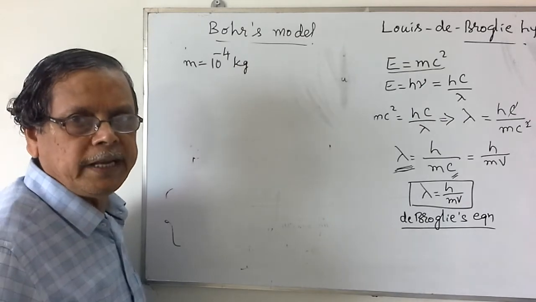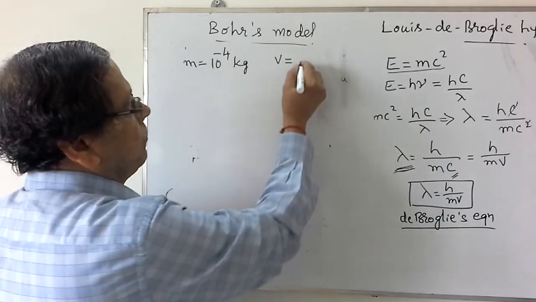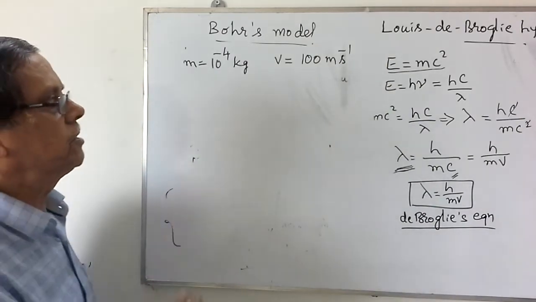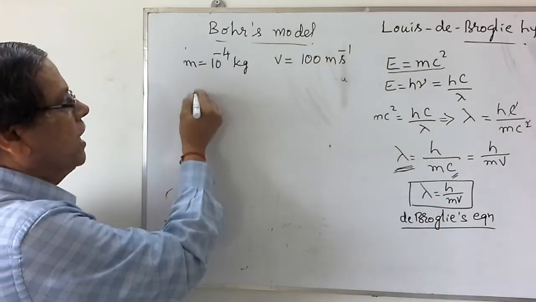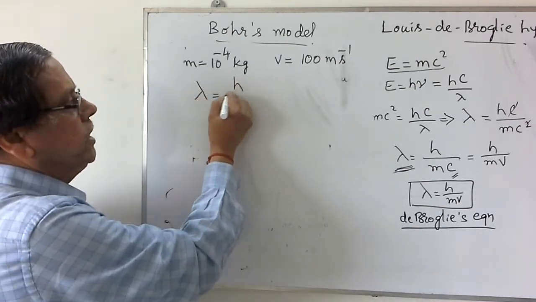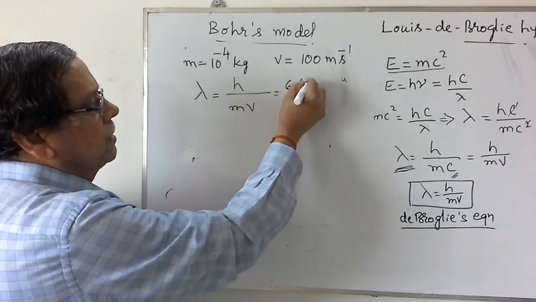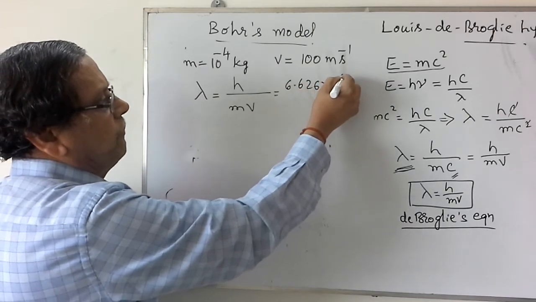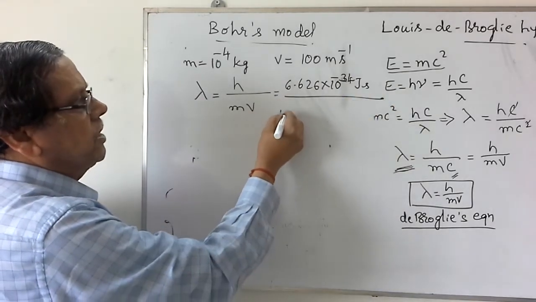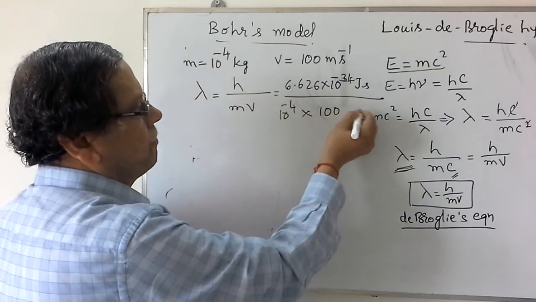Mass is equal to 10 to the power minus 4 kg, and let us say the velocity of that moving object is 100 meter per second. If it is moving with a velocity of 100 meter per second, then we can calculate the lambda for such a particle. So here lambda is equal to h over mv. h is equal to 6.626 into 10 to the power minus 34, which is actually joule second, divided by mass, 10 to the power minus 4 kg, into 100 meter per second.